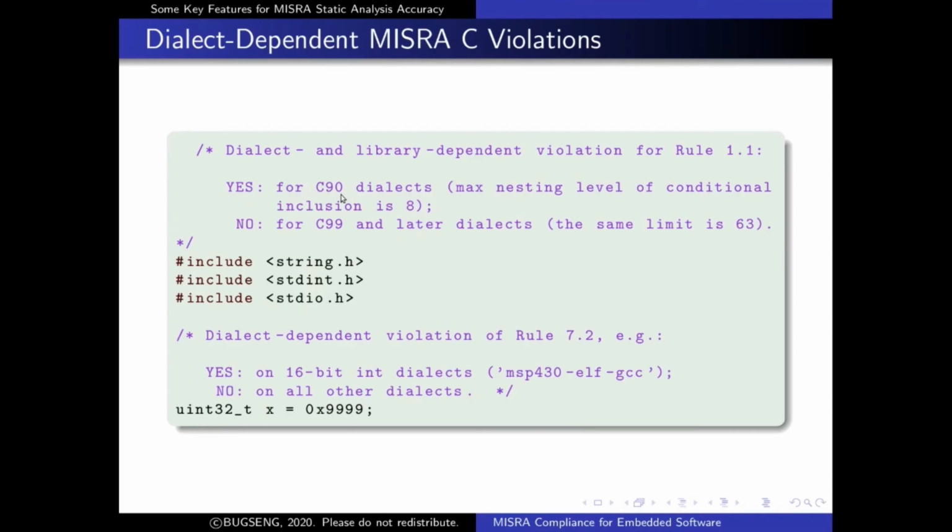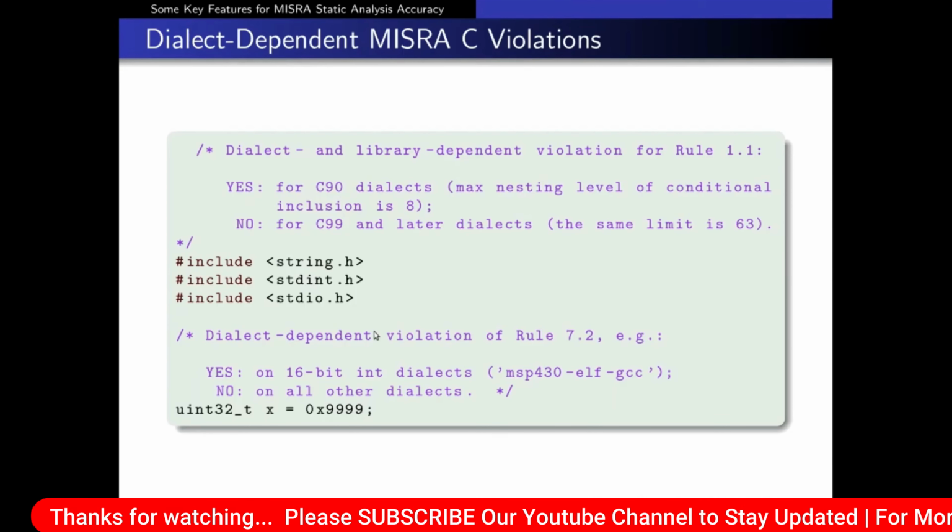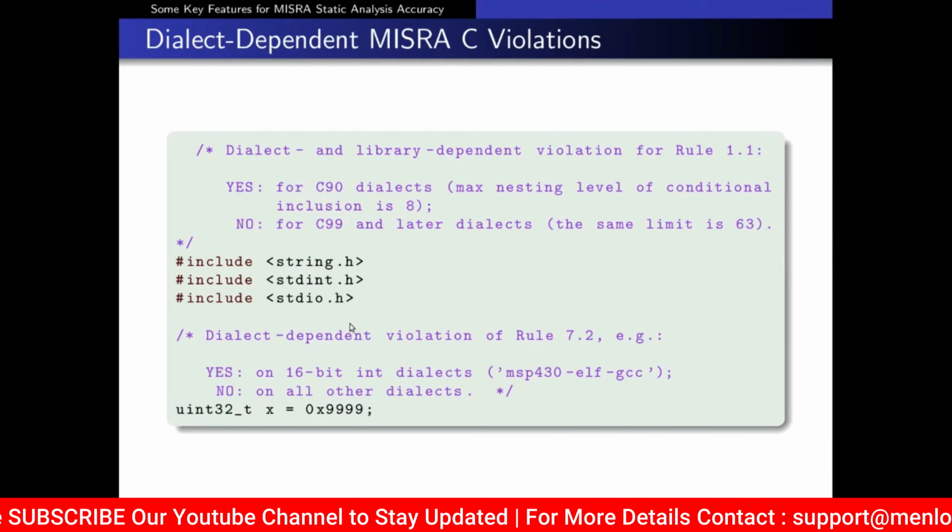Here is another dialect-dependent violation, for Rule 7.2, which prescribes the use of a U suffix when an integer constant is implicitly unsigned. We have a violation on all implementations where int is 16-bit, for example compilers for the MSP430, and no violation for dialects where int is larger than 16 bits.